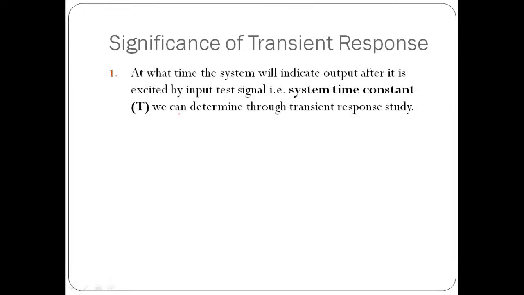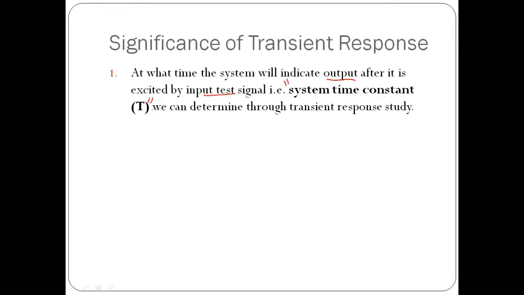Now let us try to identify what is the importance of doing transient response analysis of a system, what is the significance of this, or what information we can get from transient response analysis. Number one, at what time the system will indicate the output after it is excited by an input test signal. That means we are in a position to make a comment on the system time constant.